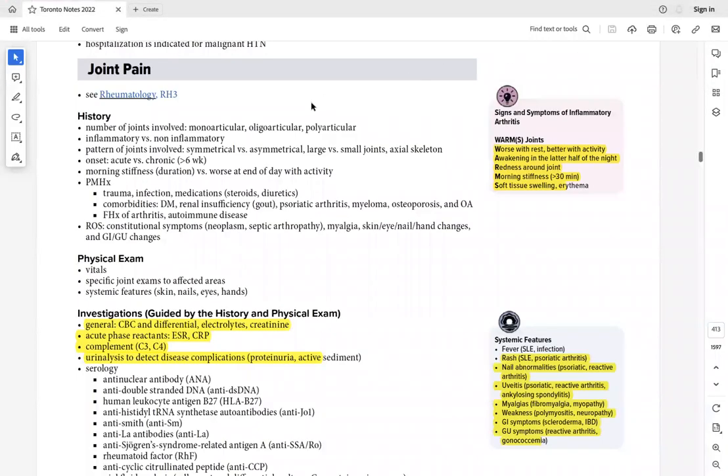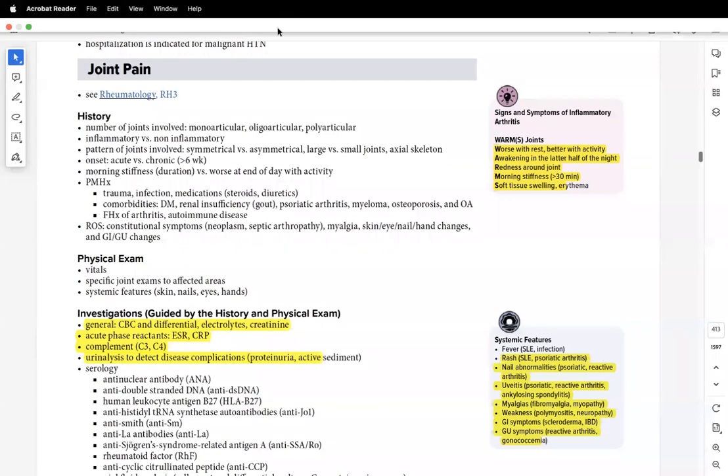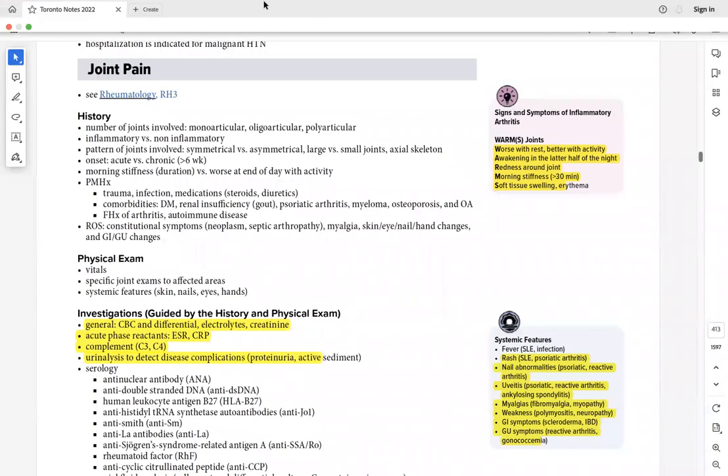Okay, so we have to start from joint pain and we'll finish family medicine. So the next topic is joint pain. What if a patient is presenting to us with joint pain? As usual, always start with history. Take a proper history, move on to the physical examination. Depending upon the history and physical examination, we are going to see if the patient needs any further investigations or no.